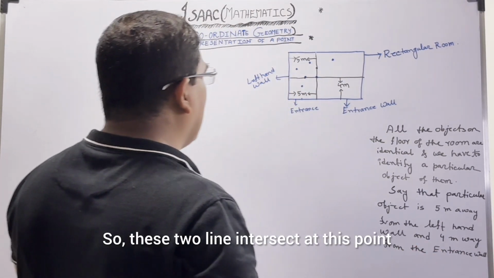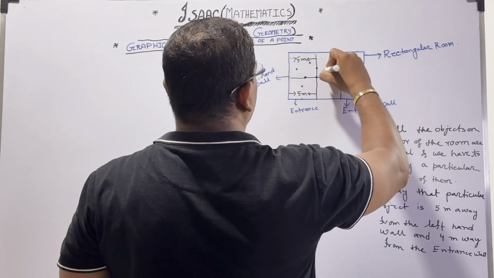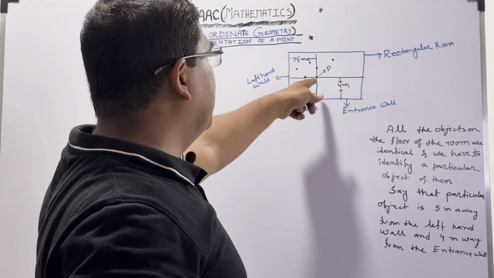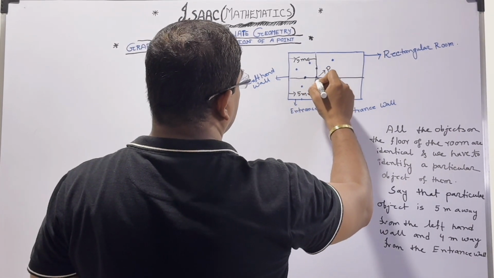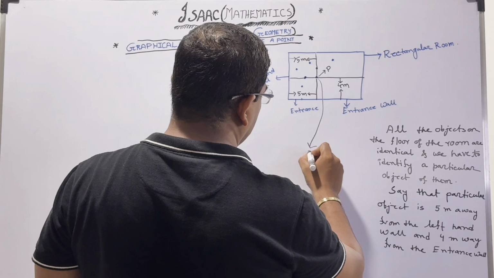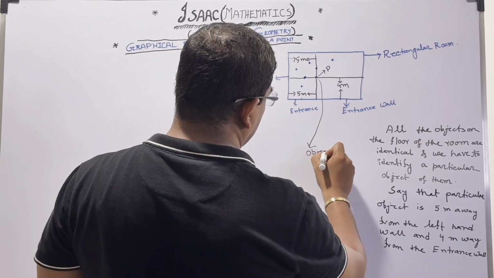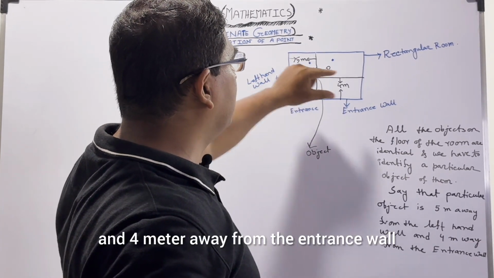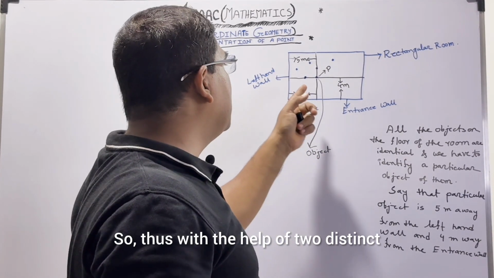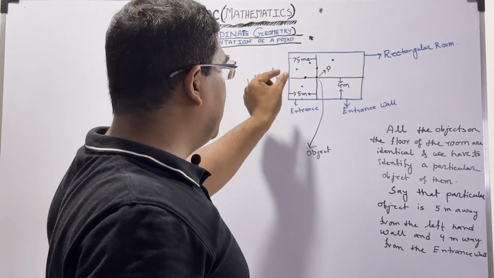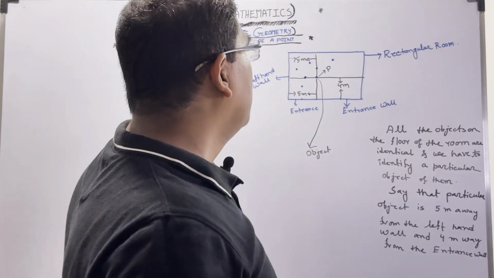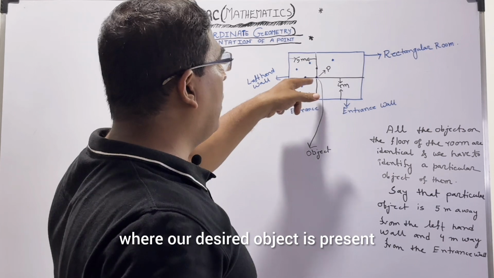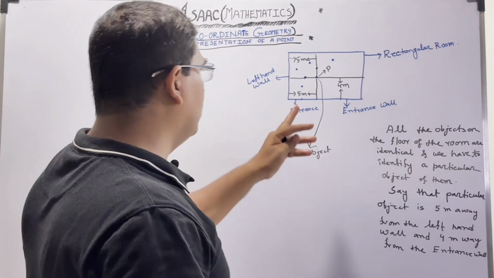So these two lines intersect at this point. Say that point is P. This point P represents this object, which is 5 meters away from the left hand wall and 4 meters away from the entrance wall. So with the help of two numbers, which may be distinct or may be equal, we can specify this particular point P where our desired object is present.